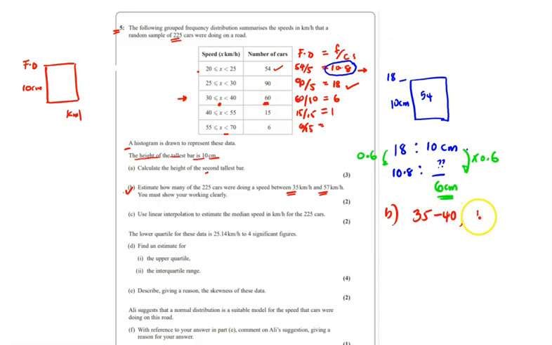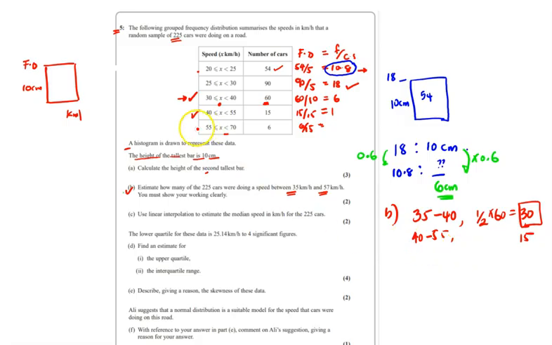So the estimate will be half of 60, which means in that class I get 30 cars. I go to the next class. The next class is 40 to 55. I have how many cars? We have 15 cars in that class.